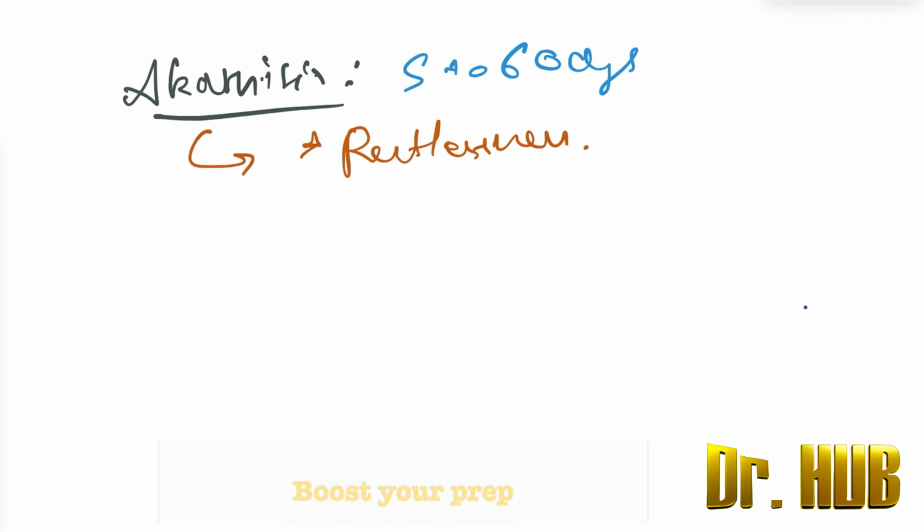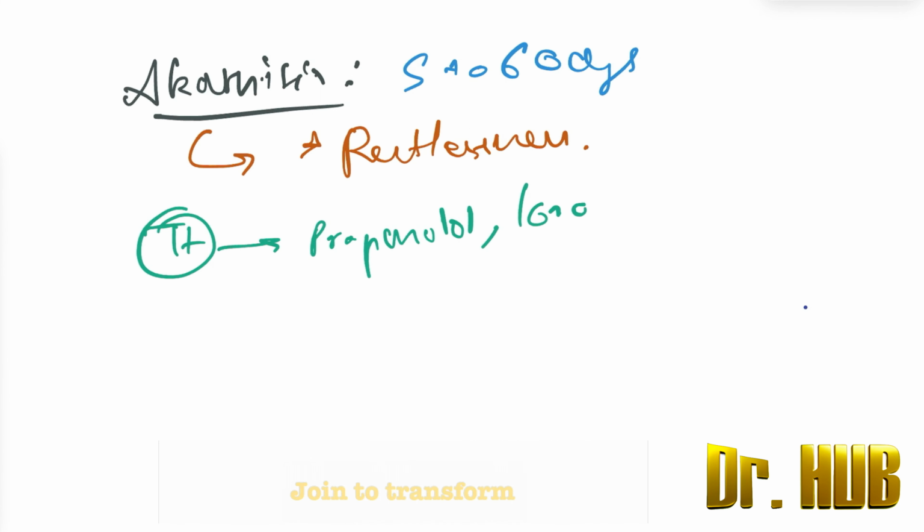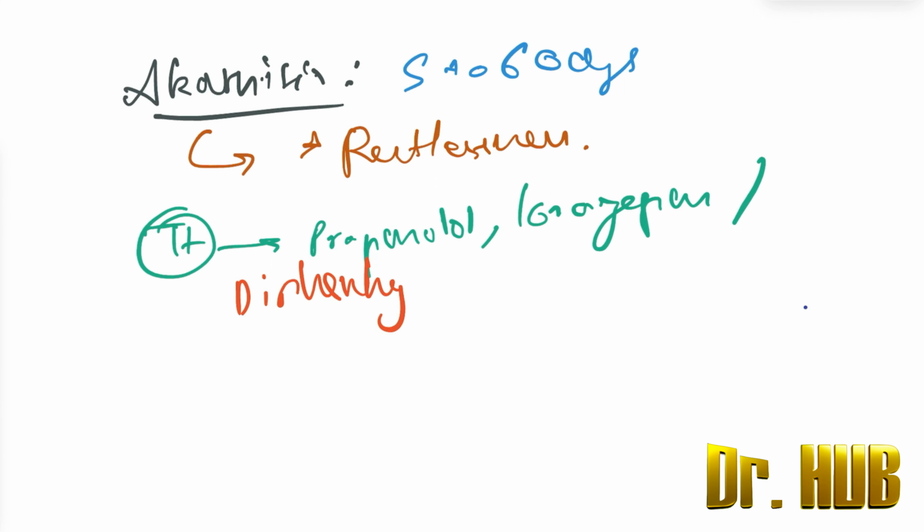So how do you treat this akathisia? The treatment is by the administration of propranolol, then lorazepam, then also diphenhydramine and benztropine. So all of these are involved in the treatment of akathisia.